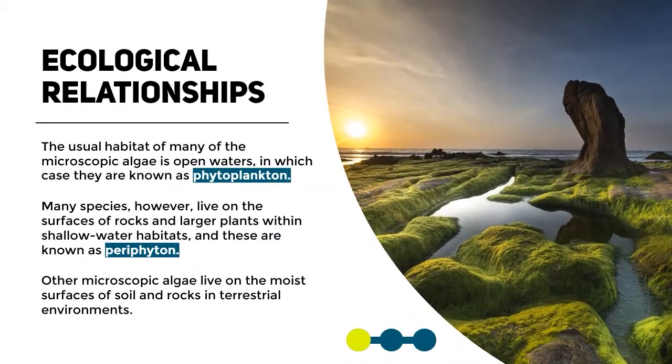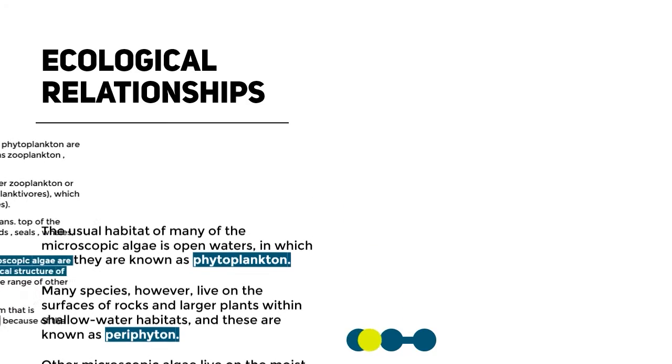Next is algae ecological relationships. The usual habitat of many of the microscopic algae is open waters, in which case they are known as phytoplankton. Many species, however, live on the surfaces of rocks and larger plants within shallow water habitats, and these are known as Pyrrophyta. Other microscopic algae live on the moist surfaces of soil and rocks in terrestrial environments.